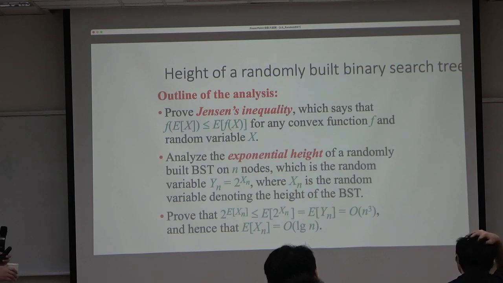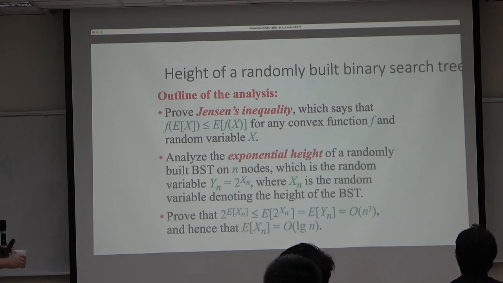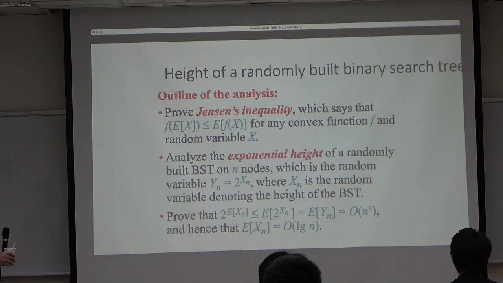Okay, basically, for any convex function f and random variable x, f of E[x] must be smaller or equal to E[f(x)]. So we need to prove Jensen's inequality first.